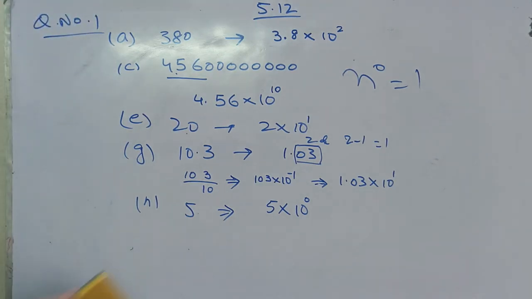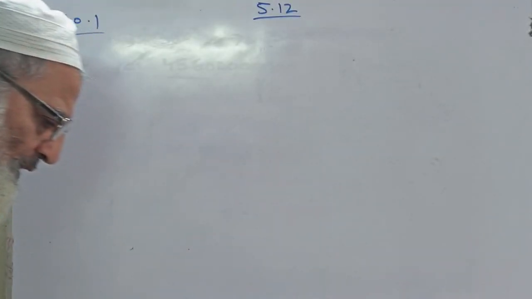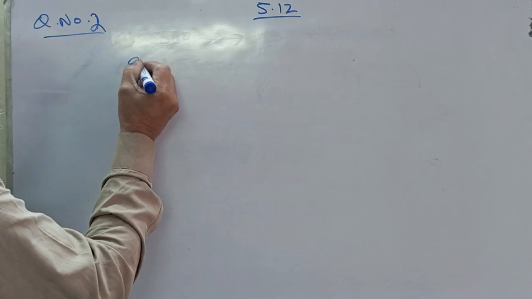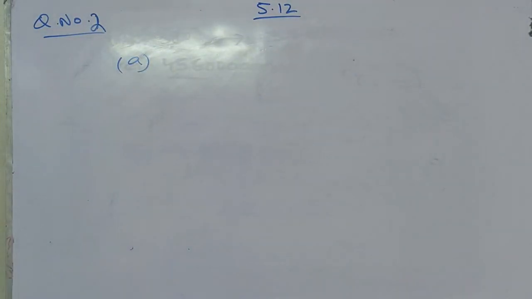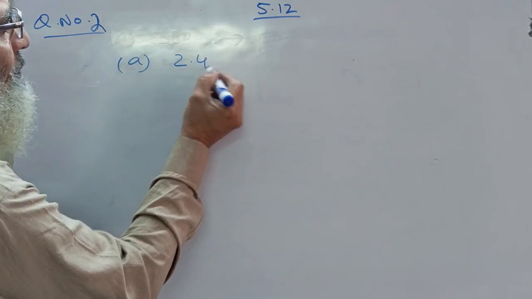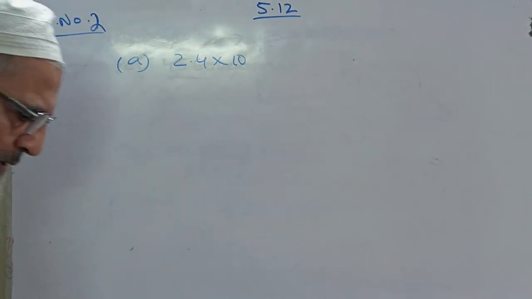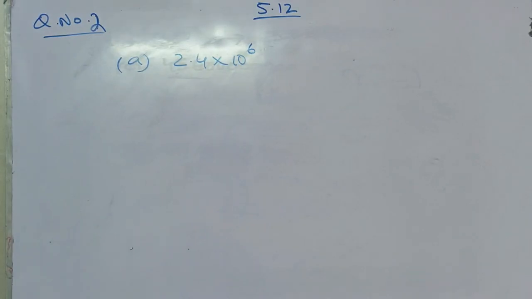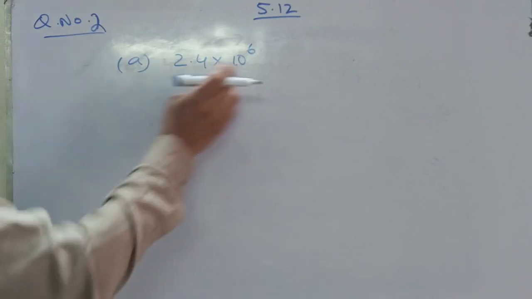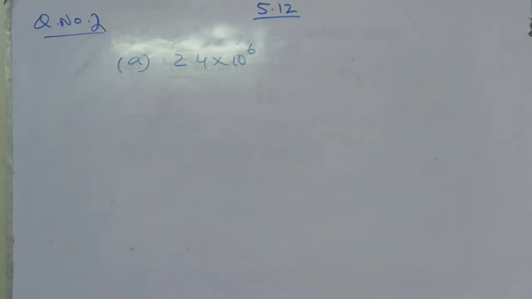Now let me proceed to question number 2. Question number 2 states, write each of the following in an ordinary number. Part A. Now scientific notation or standard form is given. We have to reverse the process. It is written 2.4 into 10 raised to power 6. Now what will we do? We'll put 6 zeros.